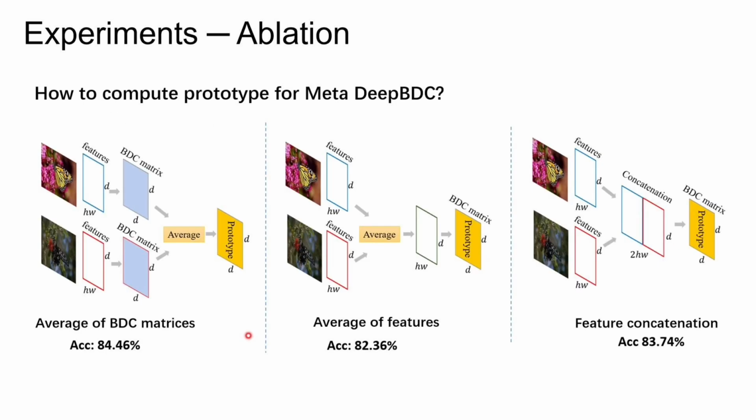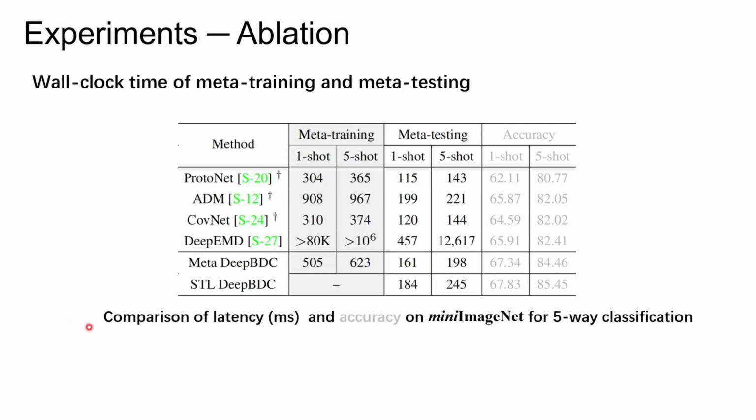Here is how to compute the prototype for MetaDeepBDC. The first is to average the BDC matrices. The second is to average the features. The last one is feature concatenation. The best one is the first scheme. We evaluated the wall-clock time of meta-training and meta-testing. From the table, we see DeepEMD has a huge time consumption, while our DeepBDC is very fast, only slightly slower than ProtoNet and ConvNet.